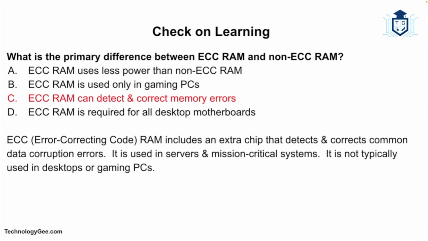And the correct answer is ECC RAM can detect and correct memory errors. So error correcting code RAM, this includes an extra chip that detects and corrects common data corruption errors. And it is used in servers and mission critical systems. It is not typically used in desktop or gaming PCs.